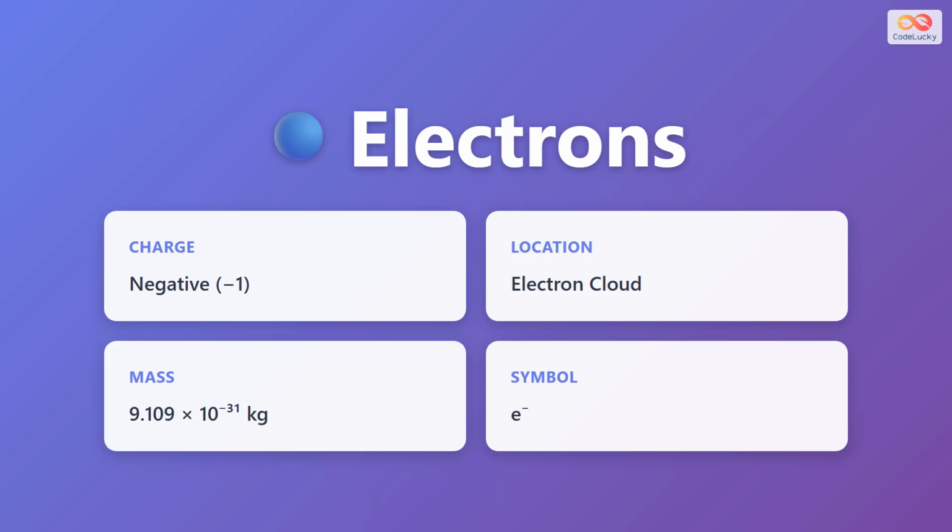Finally, let's discuss electrons. Electrons are subatomic particles that carry a negative electrical charge, represented as -1. Unlike protons and neutrons, electrons are not in the nucleus. Instead, they move around the nucleus in regions called the electron cloud or orbitals. Electrons are extremely light, with a mass of approximately 9.109 times 10 to the power of -31 kilograms. They are represented by the symbol E with a minus sign. Electrons are responsible for chemical bonding and reactions.